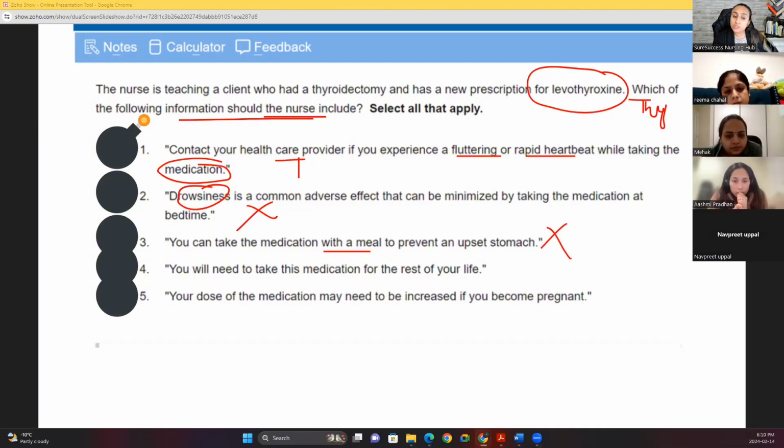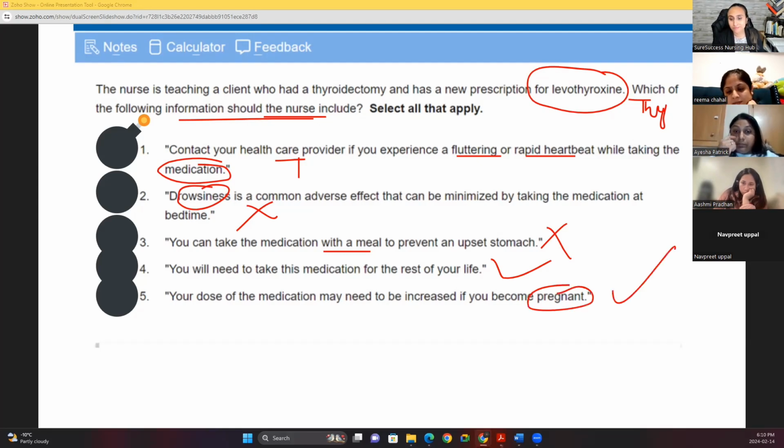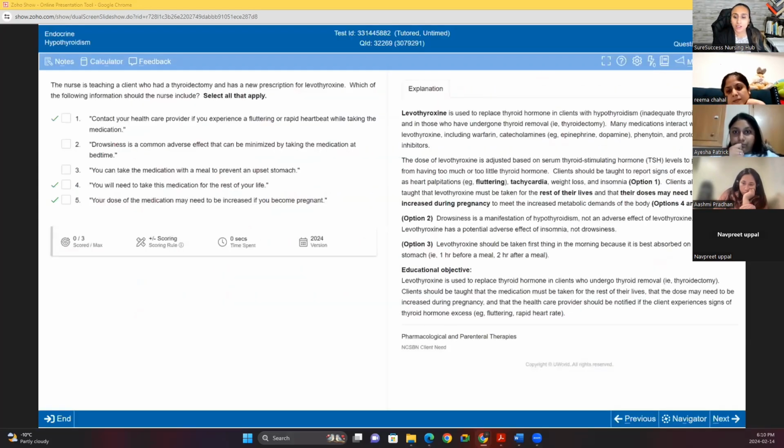You will need to take this medication for the rest of your life. Yes. Your dose of medication may need to be increased if you get pregnant. Yes. Pregnancy test. Yes. Very good. All right.